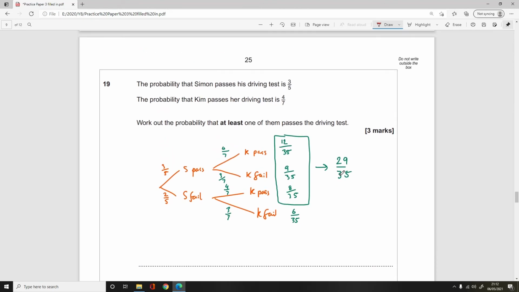Strikes me that another way of doing this would be saying, well, the opposite of at least one of them passing would be if both of them failed. So we could work that out instead. So the probability that both fail, it's essentially the bottom branch of this tree diagram, isn't it? It's 2/5 times 3/7, which is 6 out of 35, and then what's left over is 29 out of 35. That's another way you could get there without drawing a tree diagram.